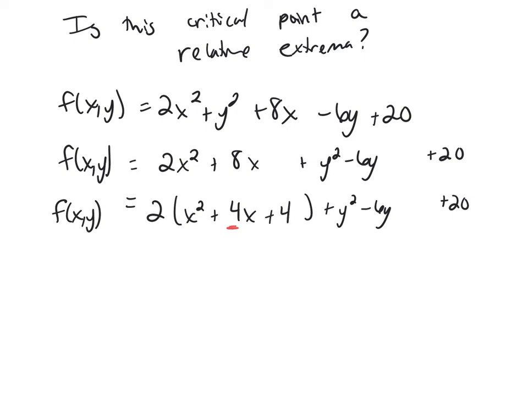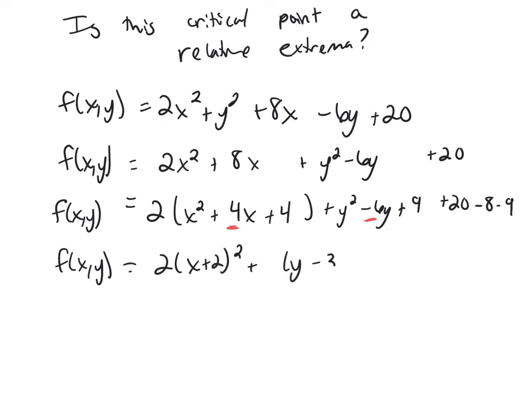But what did I really add in? I added in an 8, so I need to subtract an 8. Take half of -6 is -3, square it is 9. So I need to add 9, but then I need to subtract 9 as well. So now, this is 2(x plus 2) squared plus (y minus 3) squared plus 3.